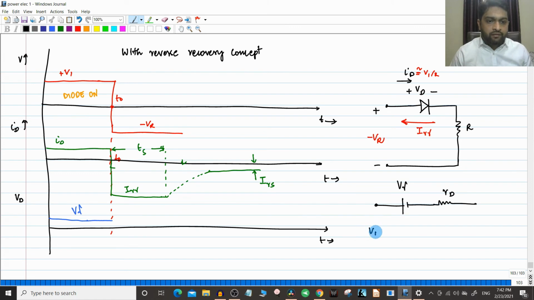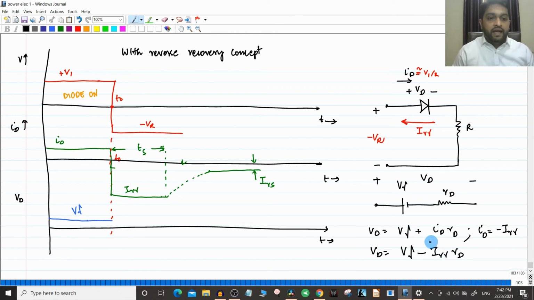I already told you Vd will be equal to, based on this polarity, the voltage across these two elements, V gamma plus Id into Rd. So it is a basic KVL. But when the reverse current is flowing, that reverse current is in the opposite direction as compared to the forward diode current. So only in this particular case, ID value is equal to minus IRR. So Vd will be equal to V gamma minus IRR into Rd.